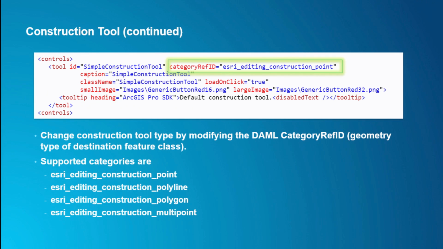The entry that you get in your demo file is similar to what you would get with any of the other buttons. You get an ID, a caption, a class name, a number of images, and a tooltip. You also get a special attribute called the category ref ID, and this signifies the geometry of my destination feature class. What is the ultimate geometry that I want to be storing? By default, it's set to Esri editing construction point, but you could change that to Esri editing construction polyline, polygon, or multipoint. They're the other ones that are supported at this point.